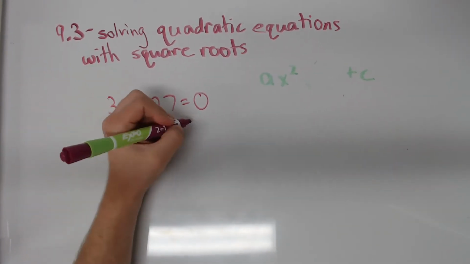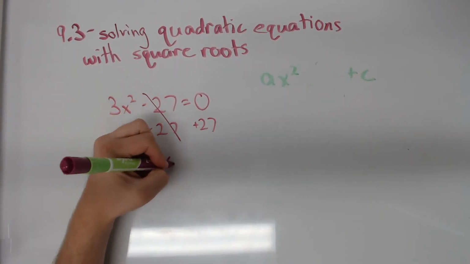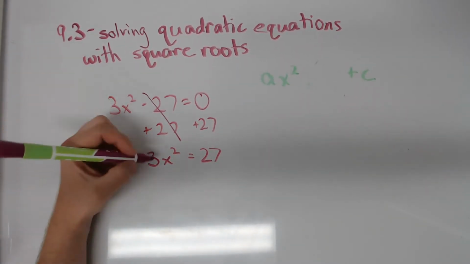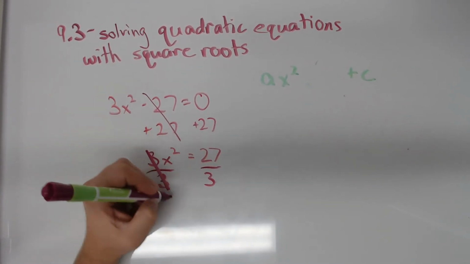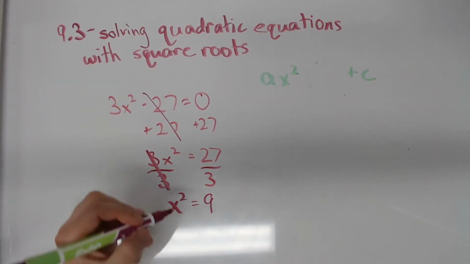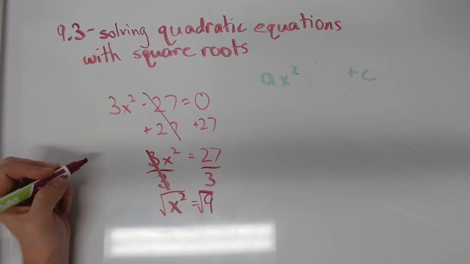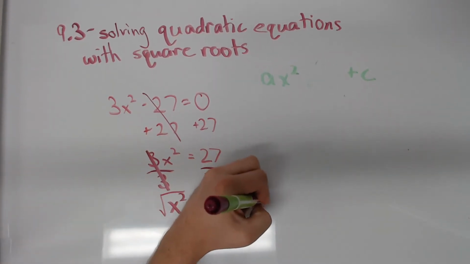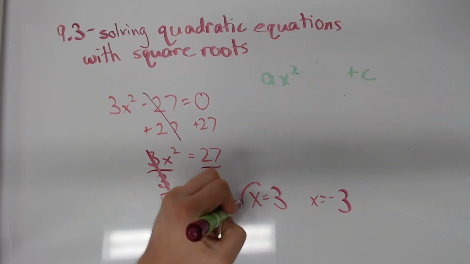But I'm going to start with just normal algebra steps. And my goal is to get x squared by itself. So if I add 27 over, then divide by 3, x squared is by itself. And the opposite of squaring something is square rooting something. So this is a new algebra step for us to use to successfully solve an equation. But these are the answers I get.